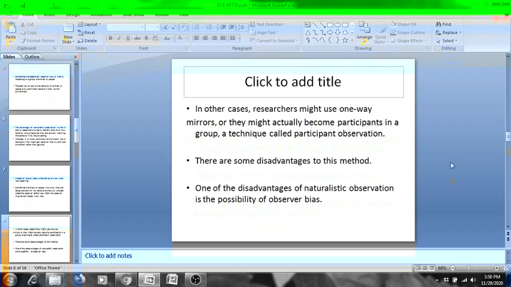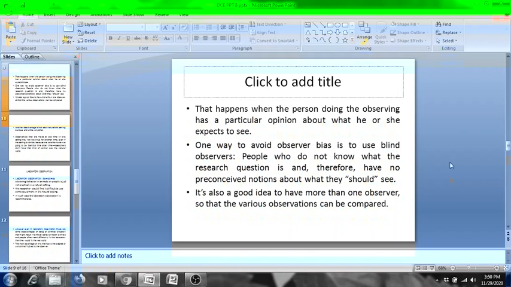One of the disadvantages of naturalistic observation is the possibility of observer bias. That happens when the person doing the observing has a particular opinion about what he or she expects to see.